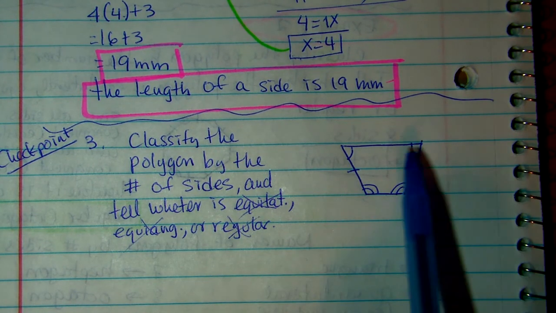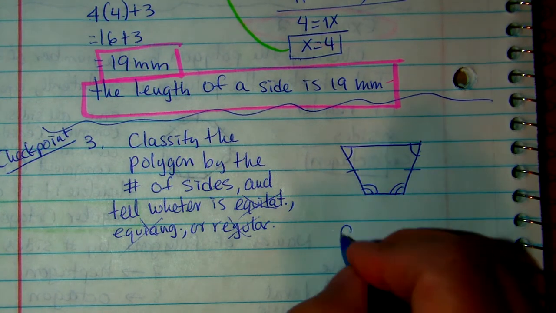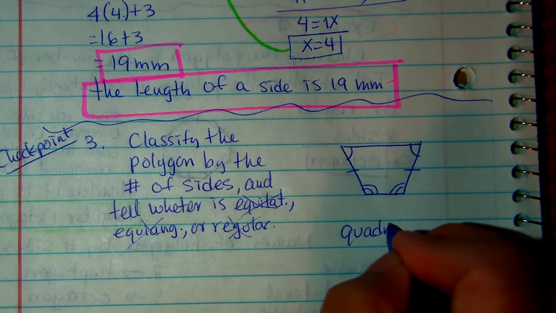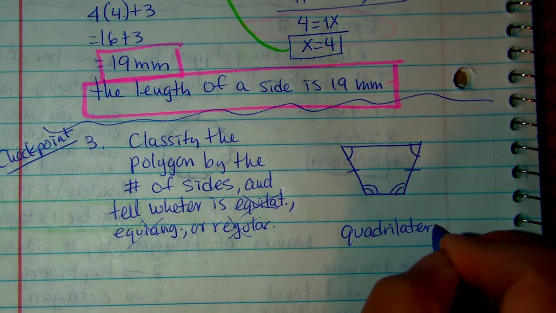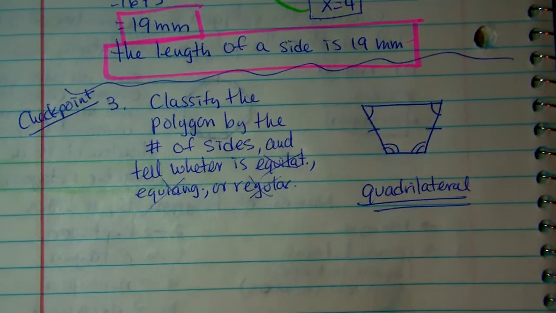Now, only by the number of sides we say that it's a quadrilateral. Quadrilateral. Okay? Number 4.